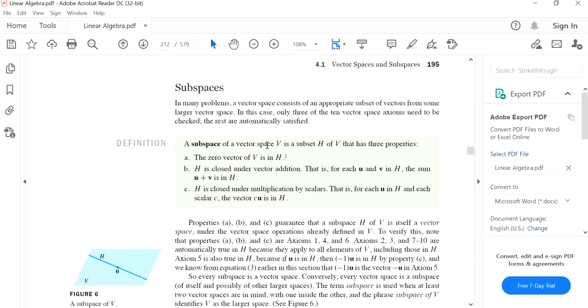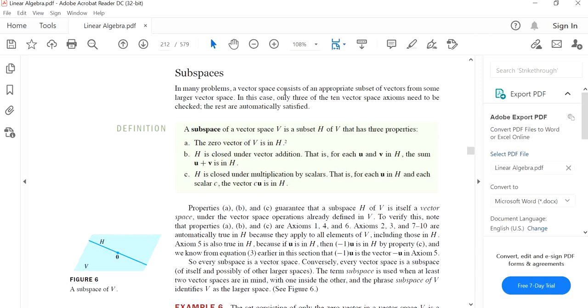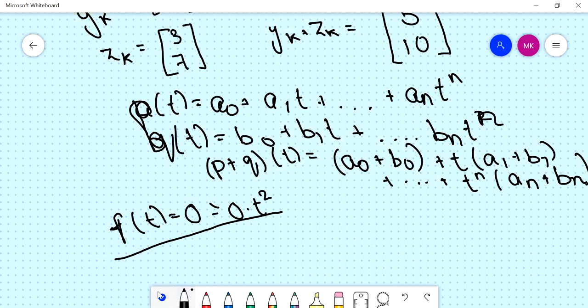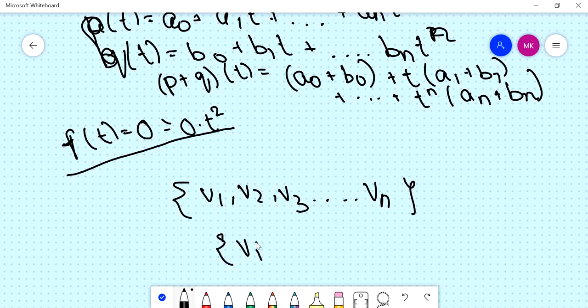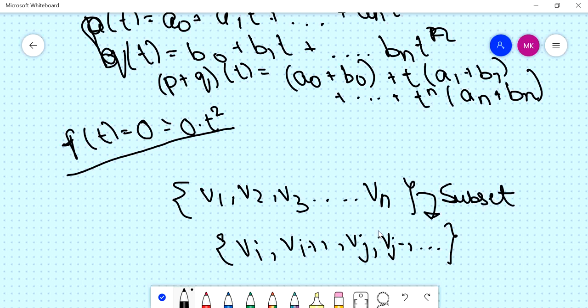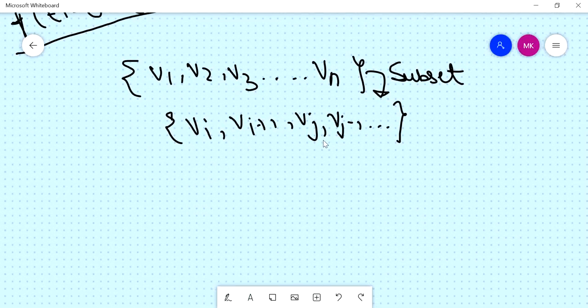Okay, and now we finally get to have a look at subspaces. A subspace of a vector space is a subset H of V. So basically we define a vector space as, let me just make some space here, a set of vectors, right? So you had v1, v2, v3 and so on, which satisfied those 10 axioms. So say if you took a set of vectors from this, say vi, vi plus 1, vj, vj minus 1 and so on, then that is a subset of this set of vectors, right? We are looking at this in the traditional definition of sets, where a subset of a set is just a smaller set which has elements from that larger set.